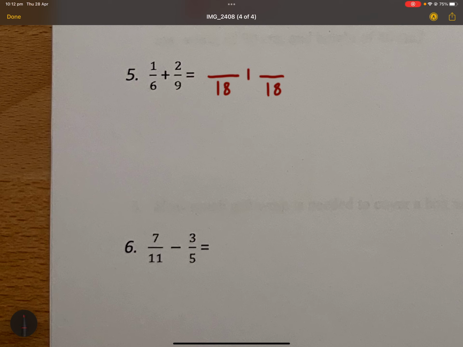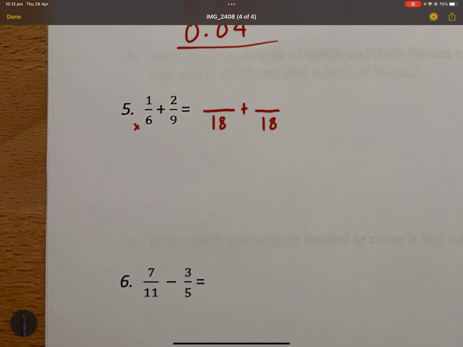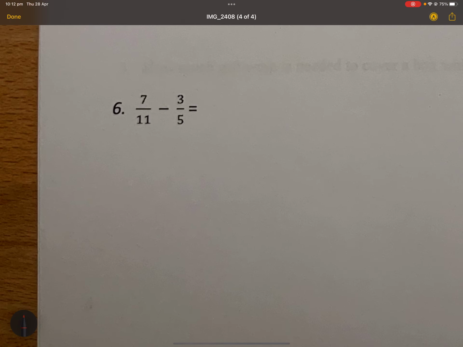All right, now we're going to change everything to 18 for the bottom numbers. So from 6 to 18, you must do what? You must multiply by 3 to get 18. Then the top number must also be multiplied by 3. So 3 times 1 is 3. Now for the second fraction, from 9 to 18 we multiply by 2, which means the top must also be multiplied by 2. 2 times 2 is 4. Okay, I've transformed these two fractions into this and now get the answer. Too easy, yeah?